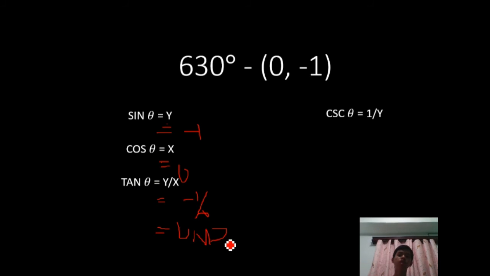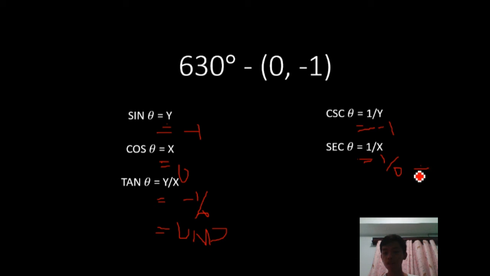Next is cosecant of 630 degrees. This is 1 over negative 1. 1 over negative 1 is equal to negative 1. So secant of theta, or secant of 630, is 1 over 0. If it's over 0, it is considered as undefined.